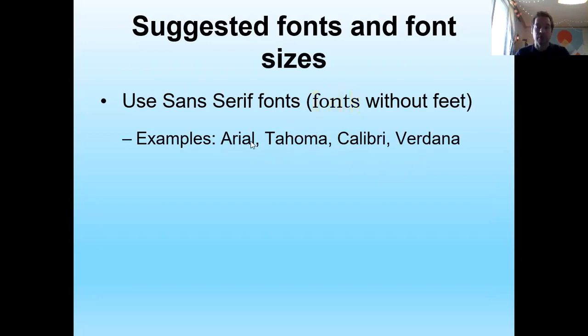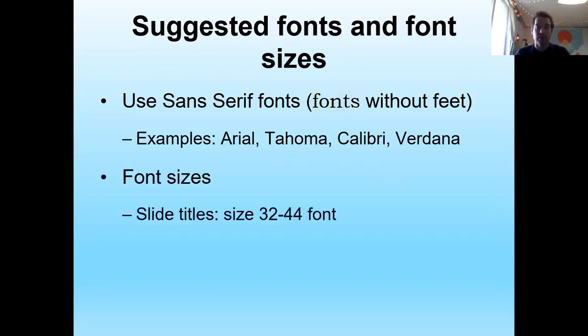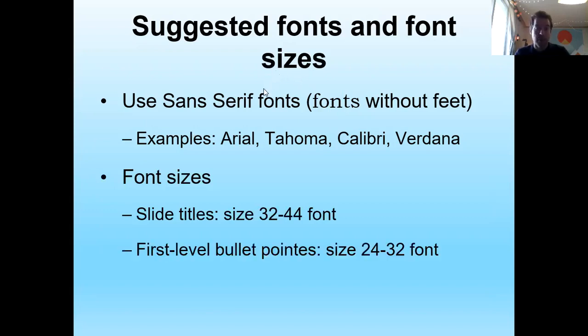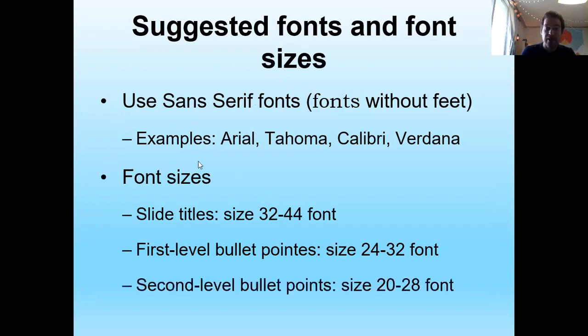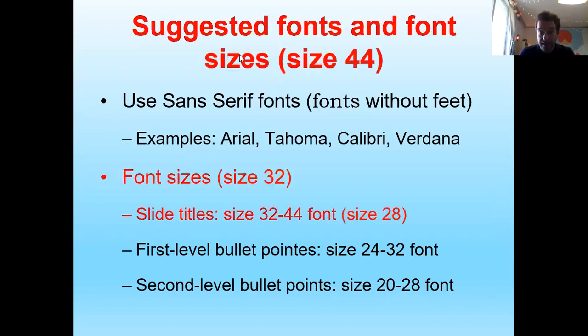How about font sizes? Slide titles up at the top here, 32 to 44. That's a good guideline to follow. First level bullet points, these dots, 24 to 32. And second level, 20 to 28. To give you an example, this is 44.